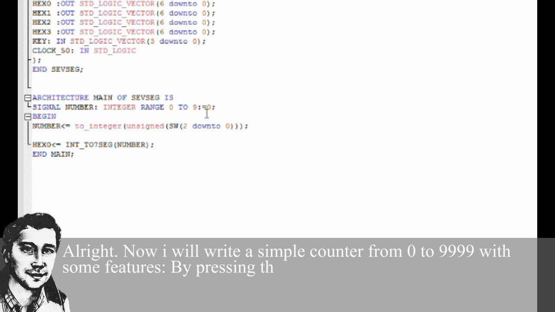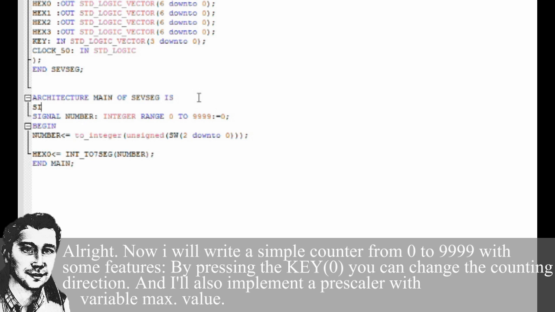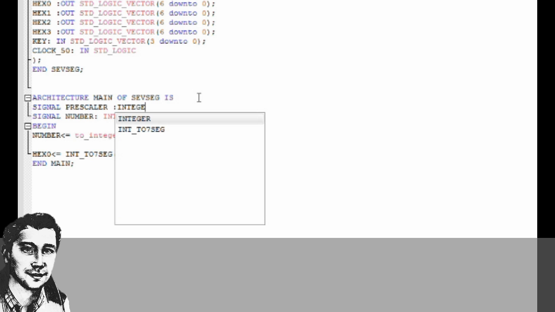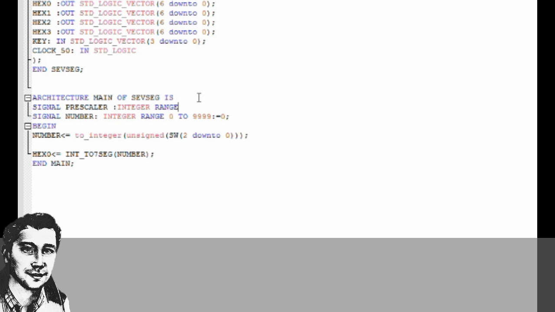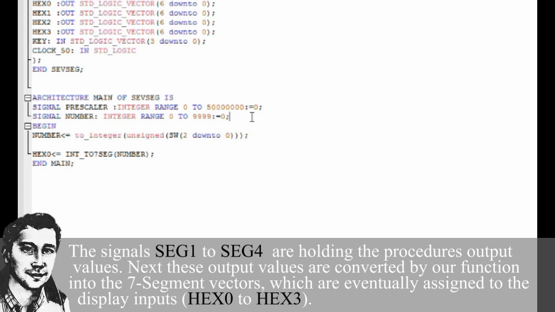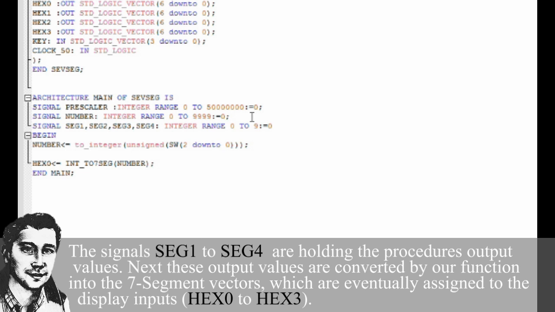Alright, now I will write a simple counter from 0 to 9999 with some features. By pressing the key, you can change the counting direction, and I will also implement a prescaler with a variable maximum value. The signals sec1 to sec4 are holding the procedure's output values. Next, these output values are converted by a function into the 7 segment vectors, which are eventually assigned to the display inputs.